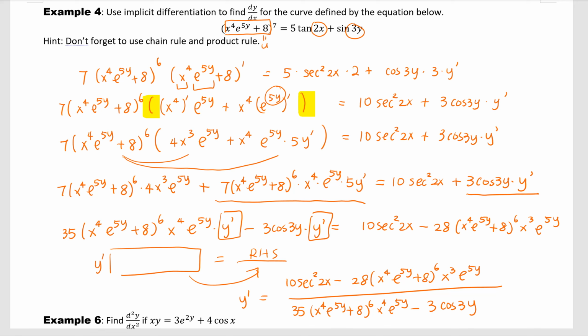Ooh, and that's it for this problem. Yeah, so it looks more complicated. Yeah, it is more complicated.